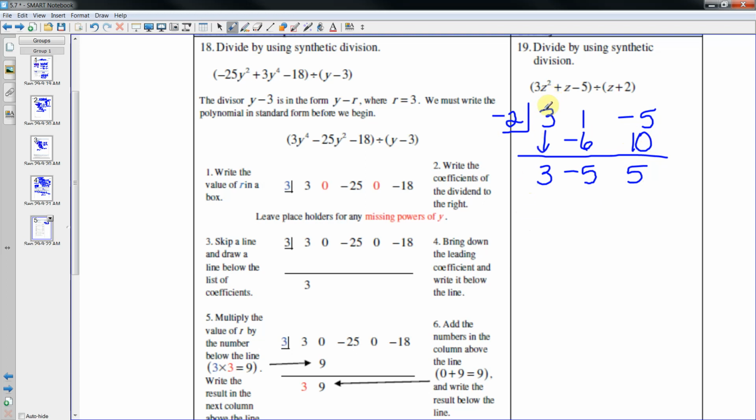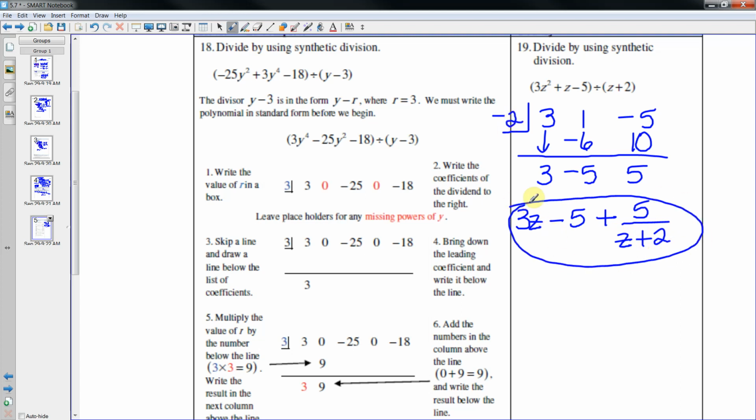So I started with a z squared. My answer will start with z. So 3z minus 5. And then this last 5 is my remainder. 5 over what I was dividing by, which was the z plus 2. Remember to go back to your original, what you were dividing by, not what you put in your chart. So there's my answer. That's synthetic division.